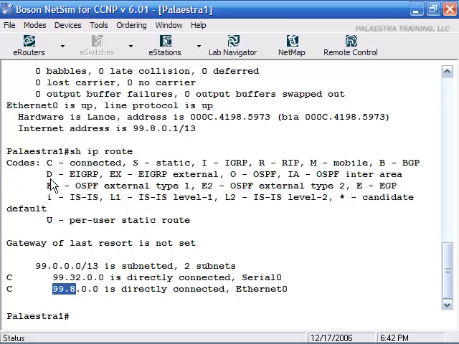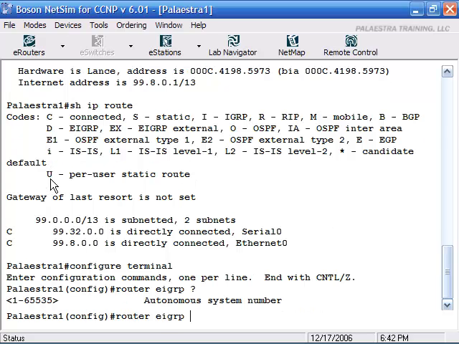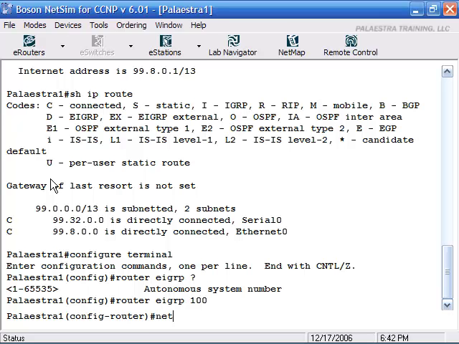Now I'll go in and enable EIGRP. I must go into global mode, again configure terminal or CONF T if you're lazy like I am. Now we type router EIGRP, and then it wants the autonomous system number. Again, every router with the same autonomous system number that's going to be directly connected will share in EIGRP information. So this autonomous system number is globally significant, meaning it's got to match on each of the routers if I want it to work.